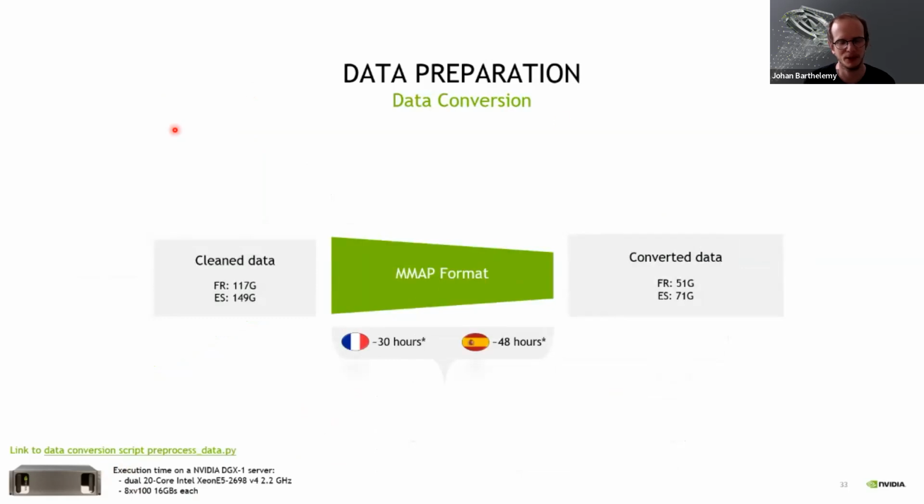The second thing we do is to convert it to a binary format, namely the MMAP format. Why do we want binary format? Well, you can see actually the reason why. So when it's converted, we can get a smaller memory footprint, right? So French, it takes only 51 gigs of space, and Spanish only 71 gigs. So it means that it will be faster to load into memory as well. So that's why we want a binary at the end of the day.